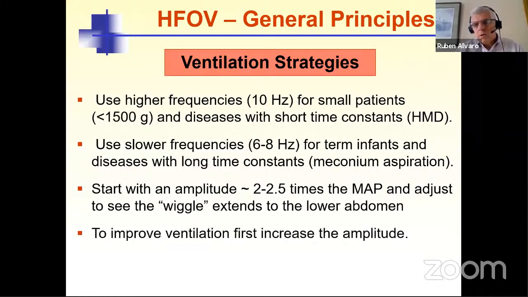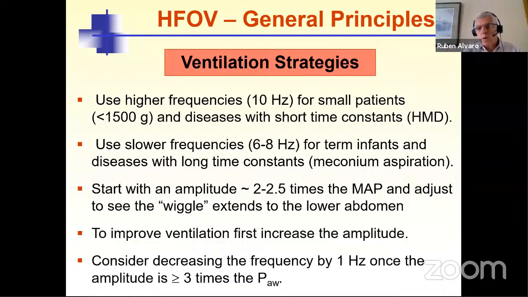To improve ventilation, as I said before, first increase the amplitude. Don't play around with the frequency. Just leave the frequency alone and just play with the amplitude. Okay. Now, usually we say that if you get to a point that you need to go more than 3 times the mean airway pressure on your amplitude, let's say your mean airway pressure is 10 and you're already on an amplitude of 30, if you need to go higher than that because your CO2 is too high, then most likely you're going to be at very high risk for developing air trapping, okay?